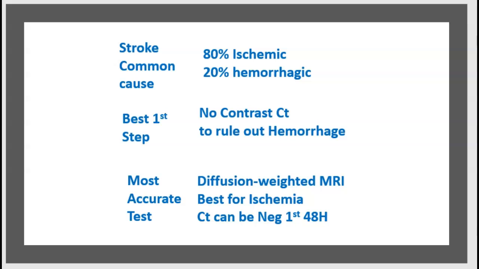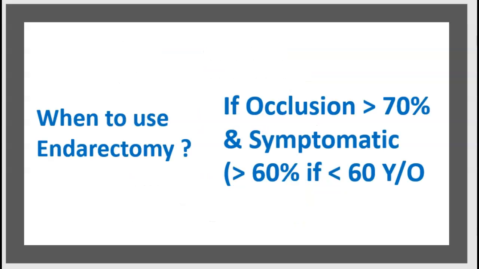Let's recap. Stroke common cause: 80% ischemic, 20% hemorrhagic. Best first step: non-contrast CT to rule out hemorrhage. Most accurate test: diffusion weighted MRI, best for ischemia. CT can be negative for the first 48 hours. When to use endarterectomy? If occlusion over 70% and symptomatic. Over 60% and less than 60 years of age.